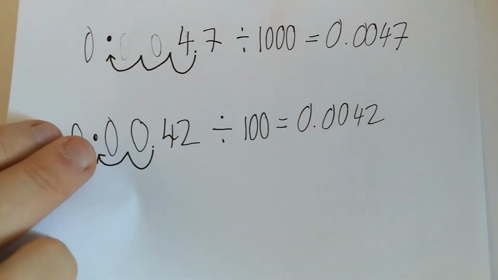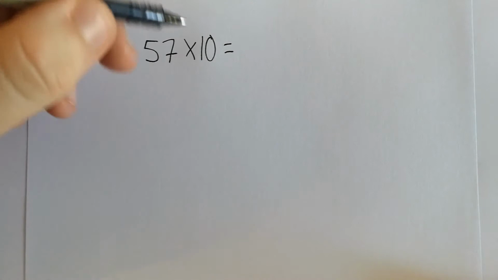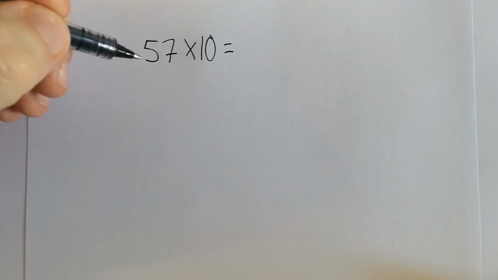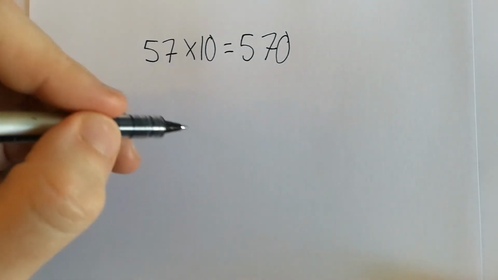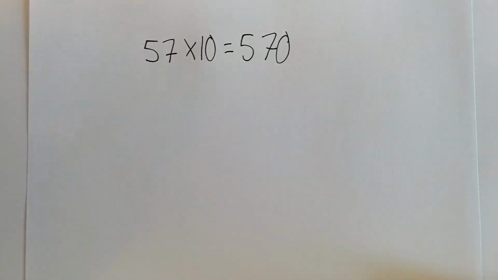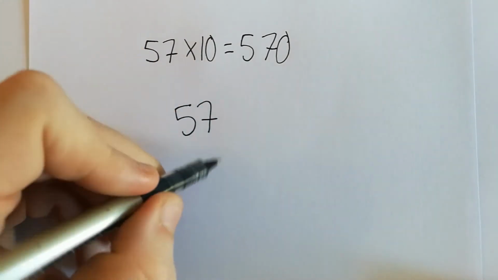Now let's have a look at multiplication with tens, hundreds, or thousands. Now let's think about, say, for example, 57 times 10. And now a lot of people have just been told to put a 0 on. And actually in this case we can. So 57 times 10 is 570. But a better way to think about it, especially when we've got other numbers which might not work by just putting a 0 on. So we have 57. And our decimal point here.